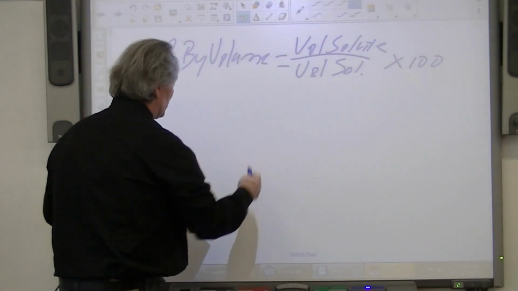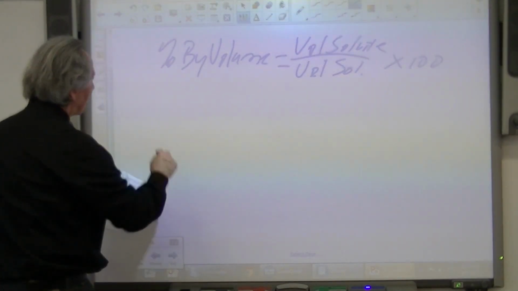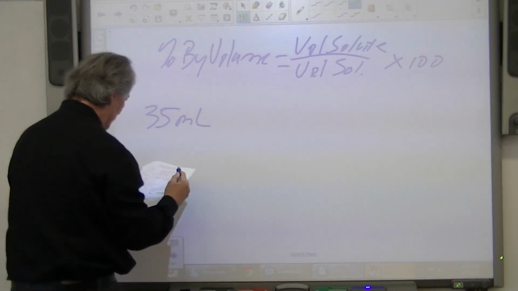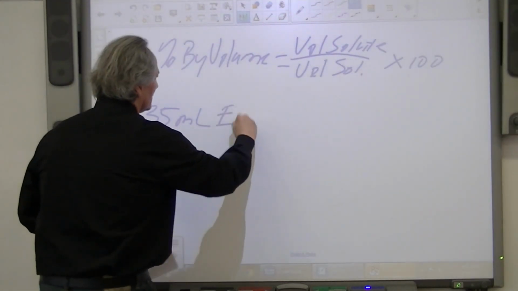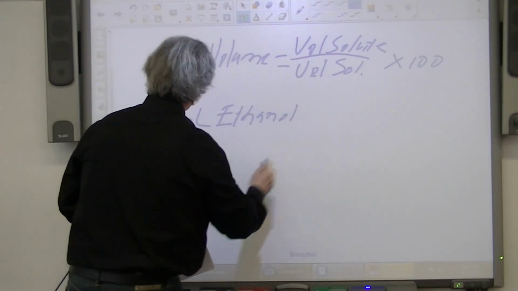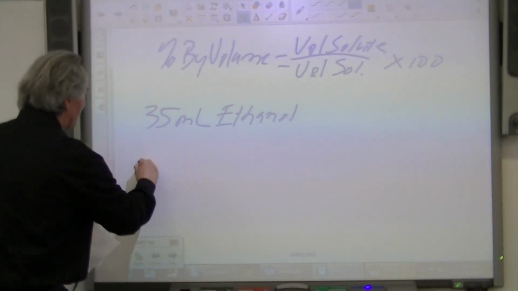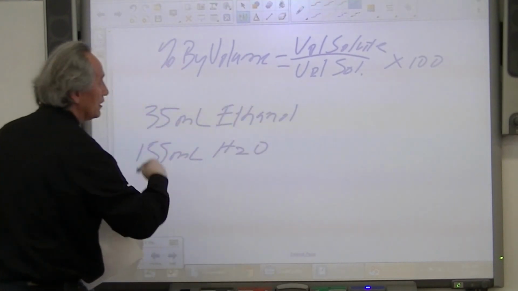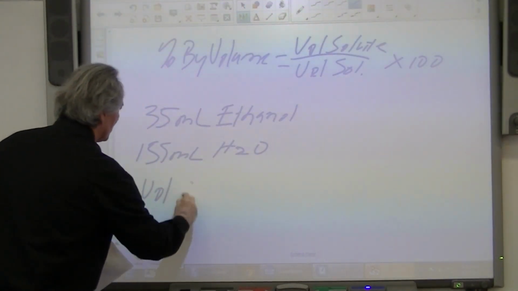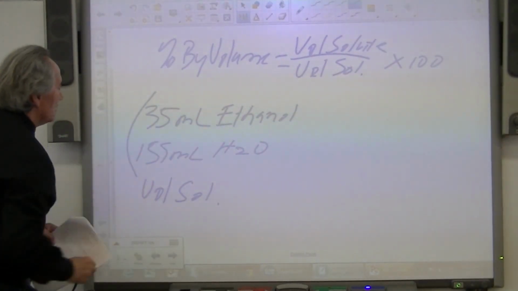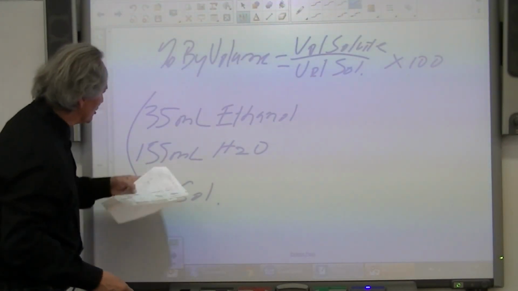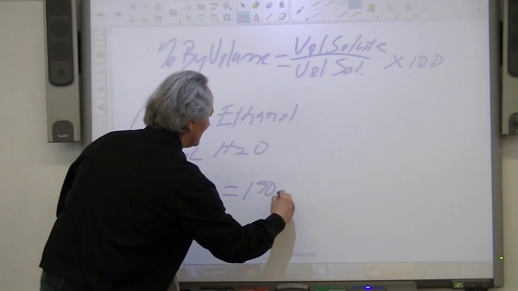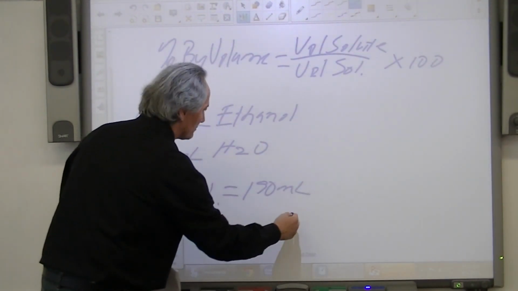Again, we've got our equation. We've identified the given information: 35 milliliters of the ethanol. We were also given 155 milliliters of H2O. Let's do the volume of solution. The volume of solution would be the addition of 35 milliliters plus 155 milliliters, or the total would equal 190 milliliters, and this is for our volume of solution.